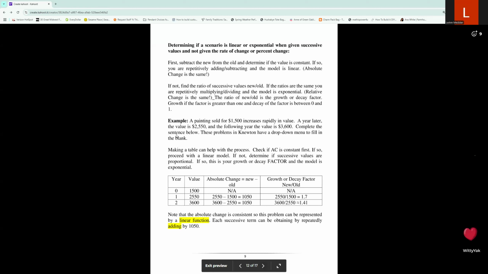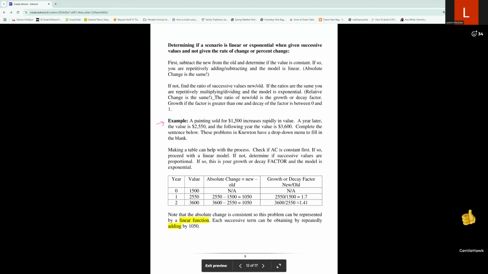All right, now these we're trying to figure out based on just some data. They're just going to give us some data about our information. We want to know if the scenario is linear or exponential if they give you just back-to-back data. So what I mean by that is look at this example right here.